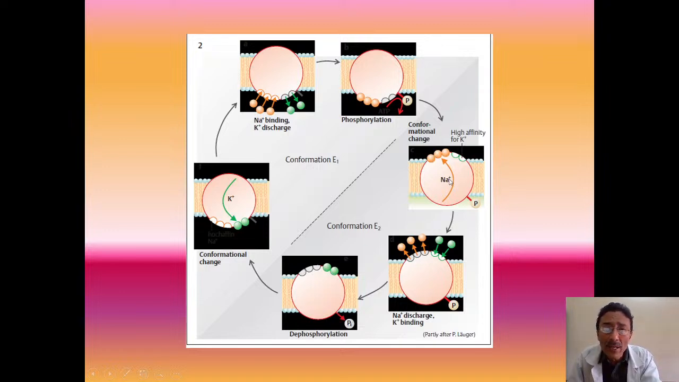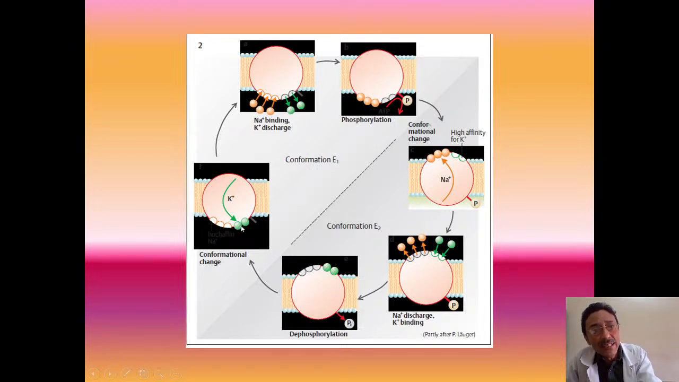As soon as the sodium ions are on the outside of the cell membrane, the active sites for potassium get activated. Once the binding sites of the potassium become activated, they now have high affinity for potassium. So potassium will come to bind to this. As soon as the sodium is discharged from these binding sites, the potassium comes and binds onto its own active site. Once the potassium binds here, there is again a dephosphorylation, that is, the phosphate bond gets detached, and a sudden snapping or dephosphorylation causes a conformational change.